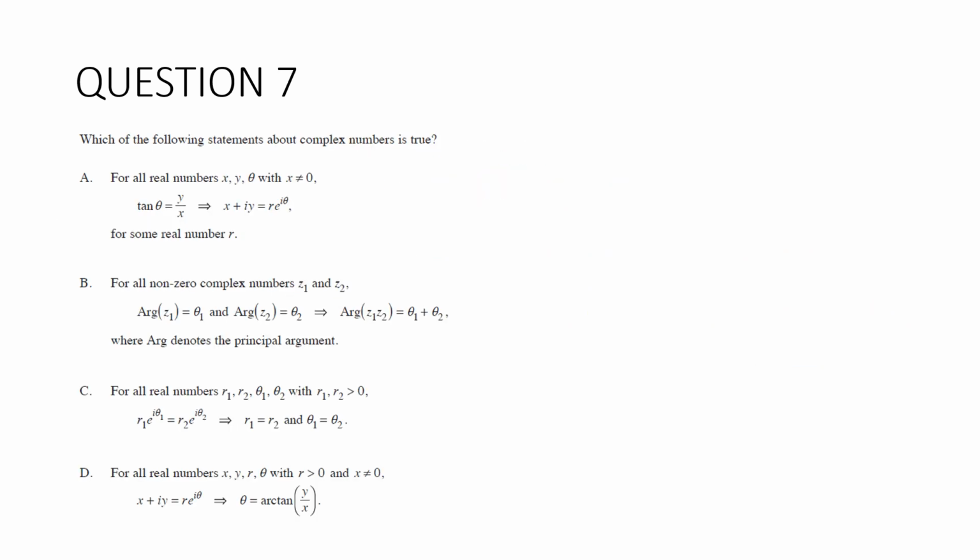Question 7. Which of the following statements about complex numbers is true? Now this is a tricky question. A says for all real numbers x, y, theta with x not equal to 0, tan theta is equal to y on x implies that x plus iy is equal to r e to the i theta for some real number r. Well, that looks plausible. I'm going to write plausible.